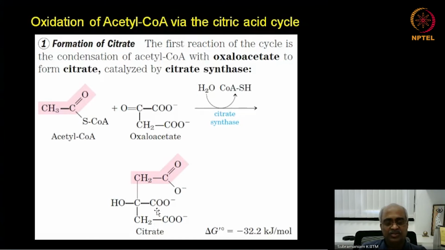And you will count the carboxylic acids here, 1, 2, 3. That's why it is a tricarboxylic acid cycle. And since citrate is the main molecule produced here in the very first step, it is also called citric acid cycle. So the coenzyme A is released. It's basically hydrolyzed, and this carbonyl group is what is attached here.